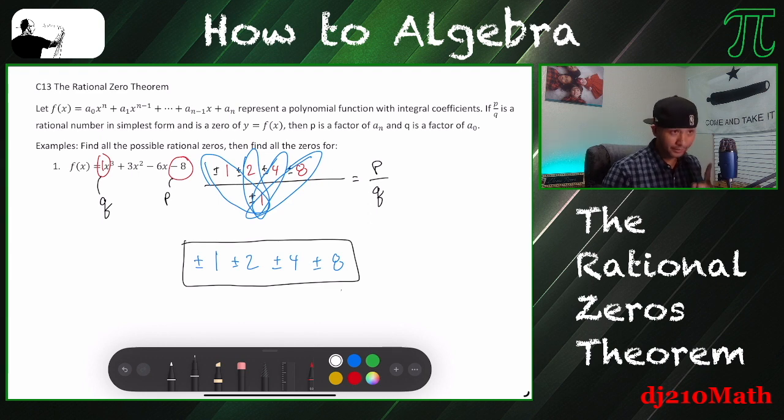So one of these 8 is guaranteed to cross the x-axis. It's like, well, how do I know that? Because the degree is 3. Any odd, right?